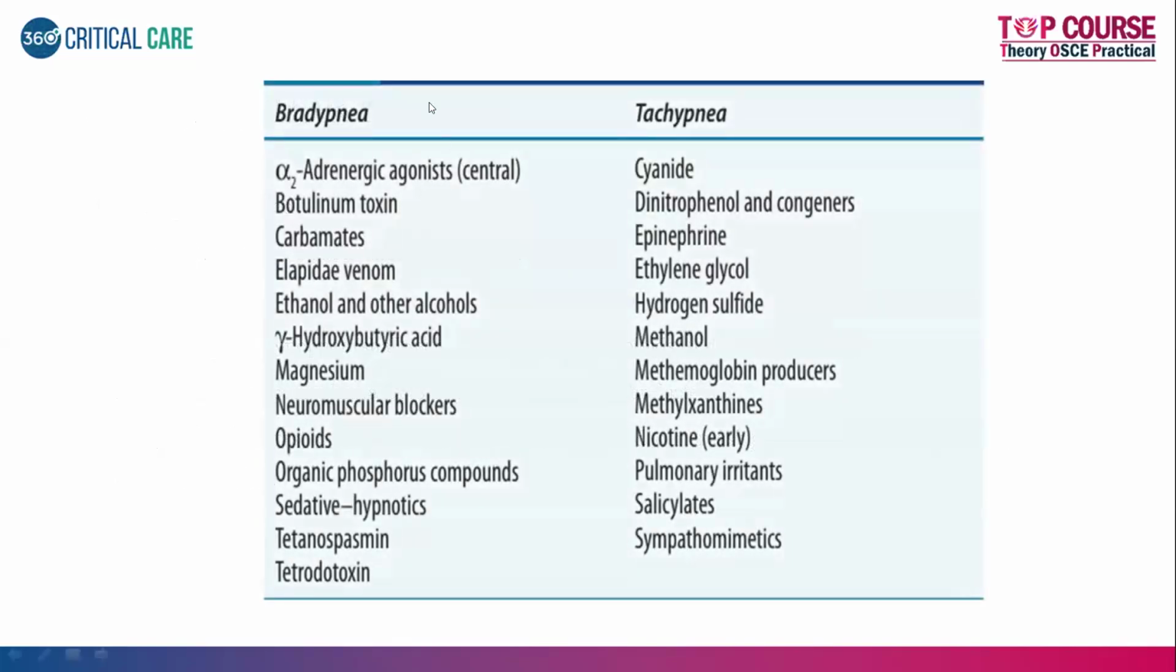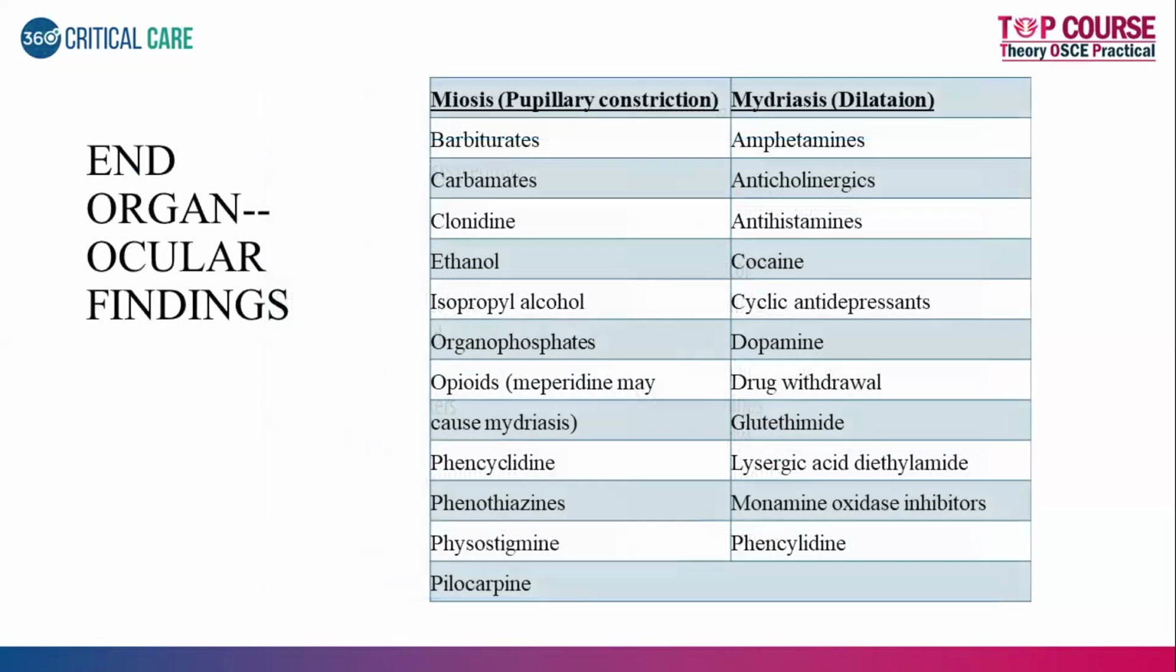Now, causes of bradypnea: OP poisoning, carbamates, ethanol, and opioids all lead to bradypnea, whereas tachypnea occurs usually in the earlier stages of cyanide toxicity, ethylene glycol toxicity, methanol ingestion, methylxanthines, and in the early stages of nicotine consumption. So these are the vital signs: heart rate, BP, respiratory rate, and temperature, and the drugs that cause each of these. This is the first part of the toxidromic approach.